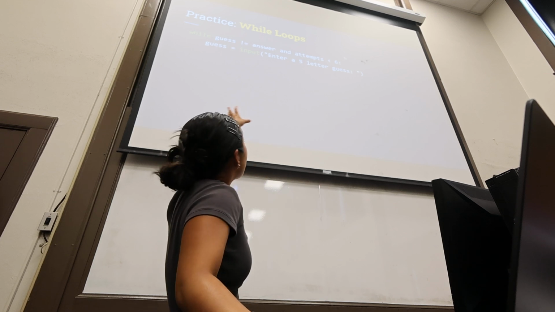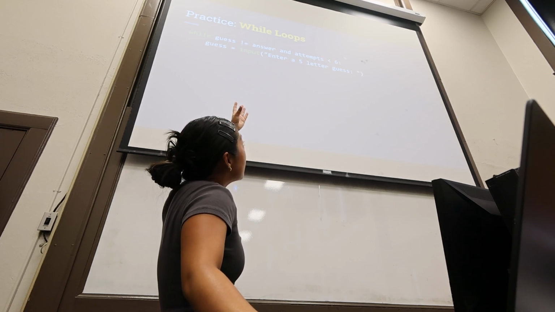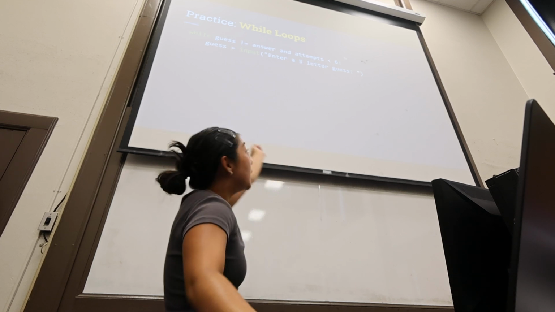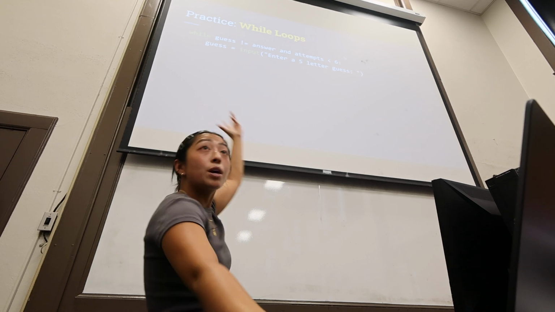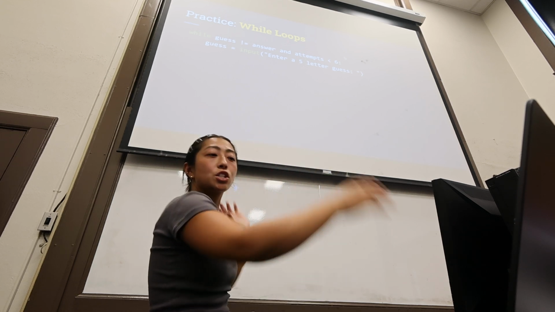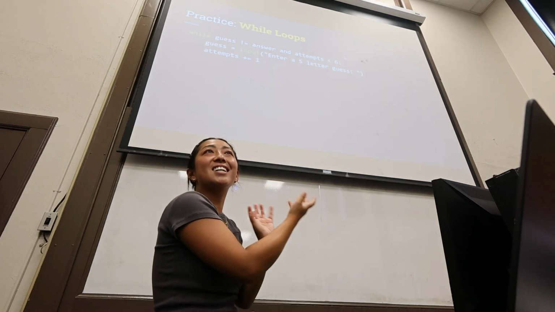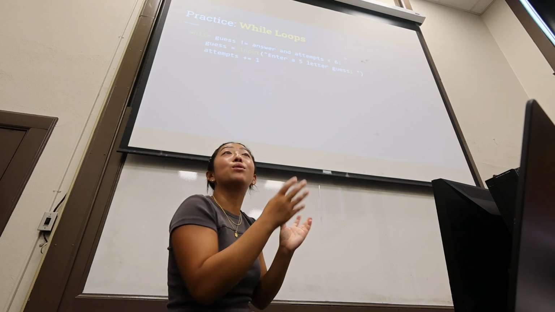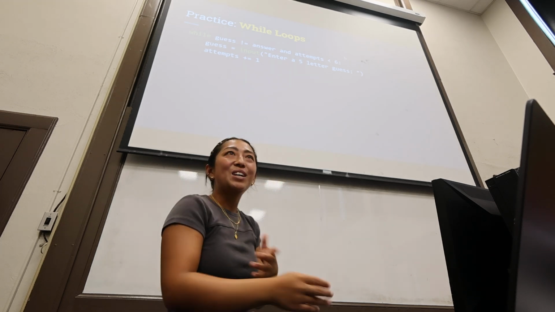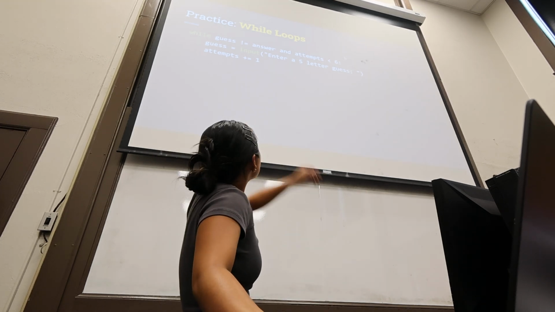So what do I need to do? Remember, I need to update my attempts variable. I probably need to update my guess variable too to eventually make that condition false. So in this case, attempts plus equals 1. The syntax is just the same as writing attempts equals attempts plus 1, just shorthand. We'll talk about this later probably, but yeah, attempts plus equals 1.